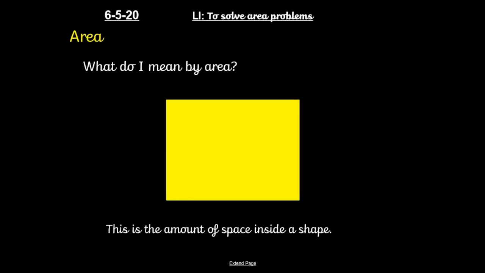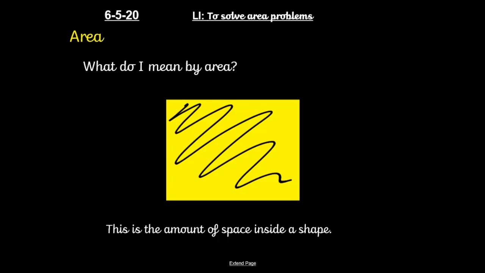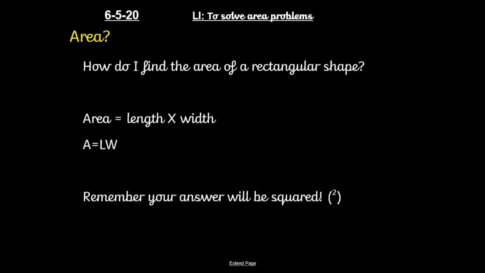Now then, what do I mean by area? Well, that is the amount of space inside the shape. So what is inside here? Okay. So how do I find out the area of a rectangular shape? Well, of course, I just times the length by the width.